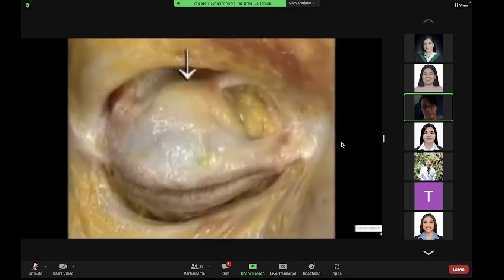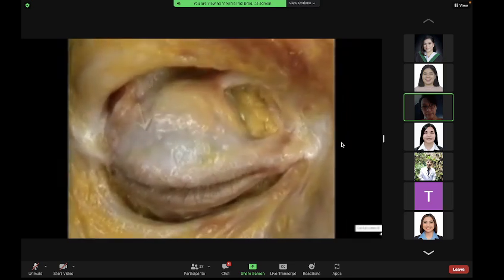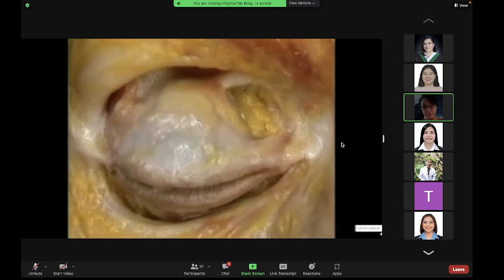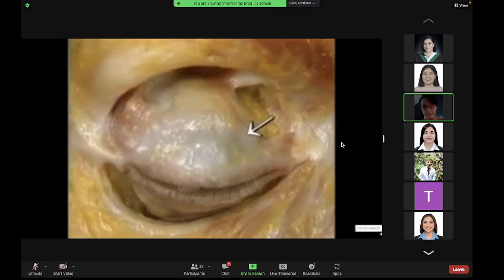This structure, coming down from behind, is the levator muscle. This is its tendon. The levator tendon inserts mainly into the tarsus. Its most lateral and medial fibers are attached to the palpebral ligaments.